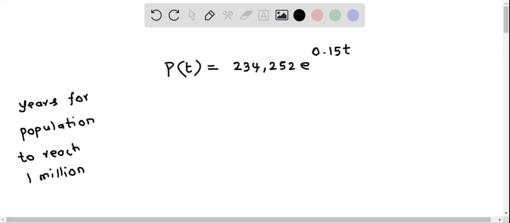In this problem, we are given the population model of a city, P of t equals 234,252 e raised to the power of 0.15 t, where t is the number of years. And we have to determine the number of years so that the population reaches 1 million. So basically, we have to determine t when P of t equals 1 million.